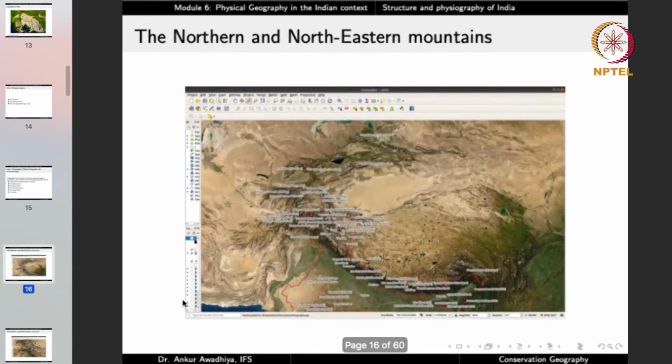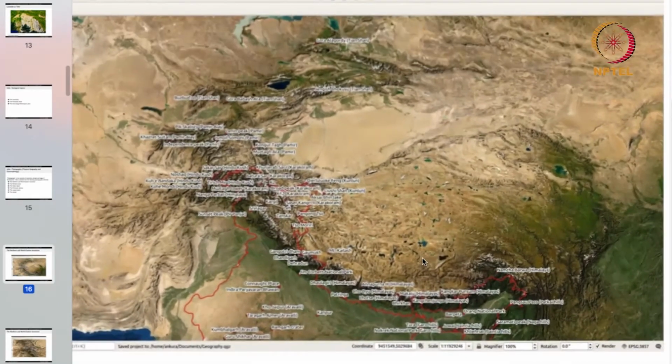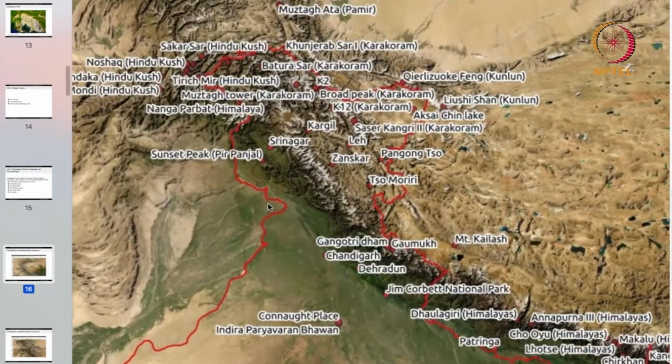So let us now look at these mountains in more detail. So I'll just zoom up this image.